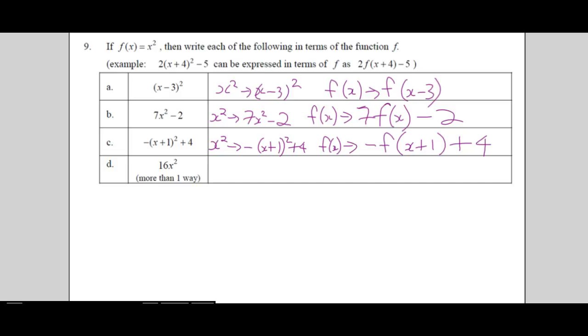16x squared. So I want x squared to become 16x squared. Now it says there's more than one way. So what's one way? 16 f of x. Right? Just 16 times f of x. What's another way? f of 4x.